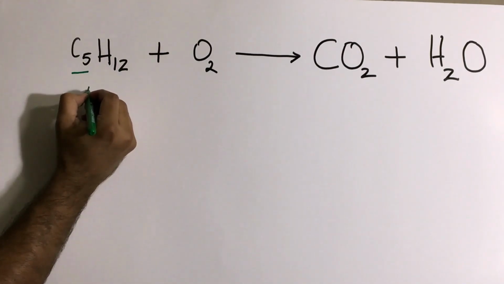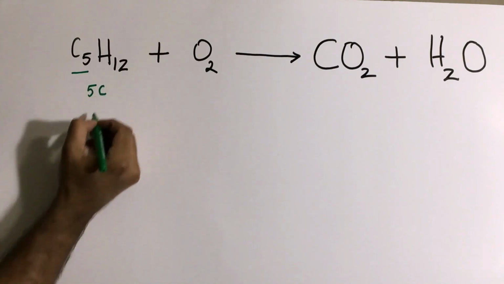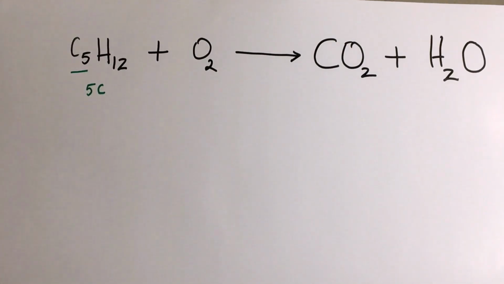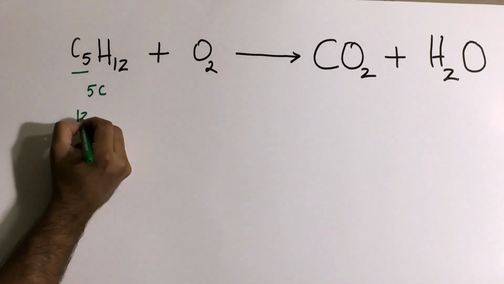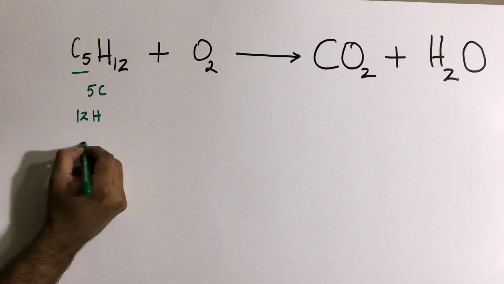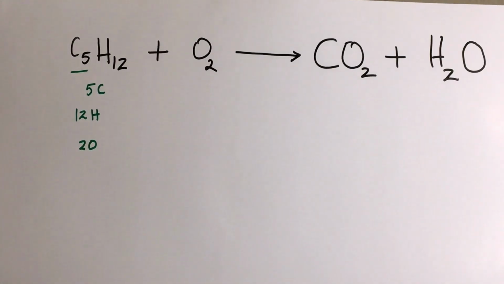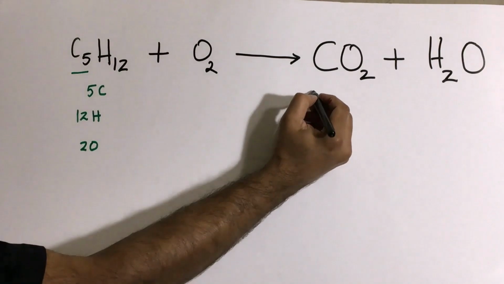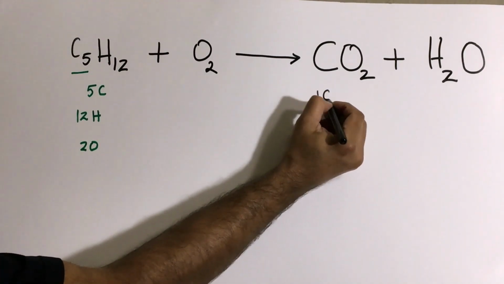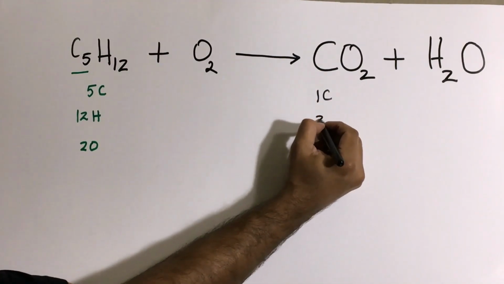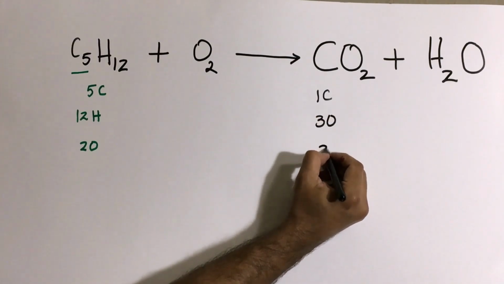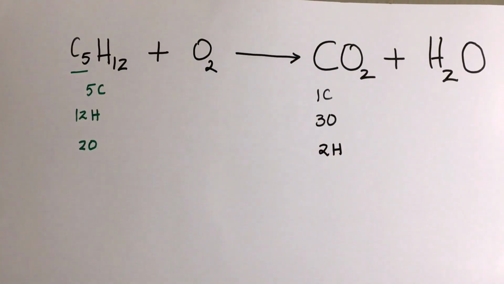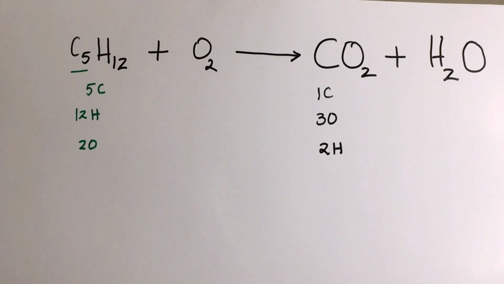So first, all I'm going to do is just count how many carbons, hydrogens, and oxygens I have on either side of the reaction. On this side, I have 5 carbons, 12 hydrogens, and 2 oxygens. On this side, I have 1 carbon, 3 oxygens, and 2 hydrogens. As I mentioned, the rule of thumb is to start by balancing the carbon, then the hydrogen, and then the oxygen; that will be the easier way to do it.